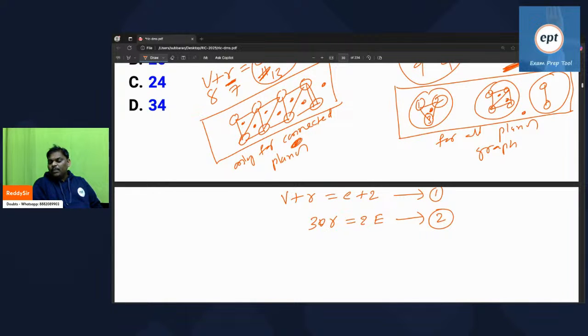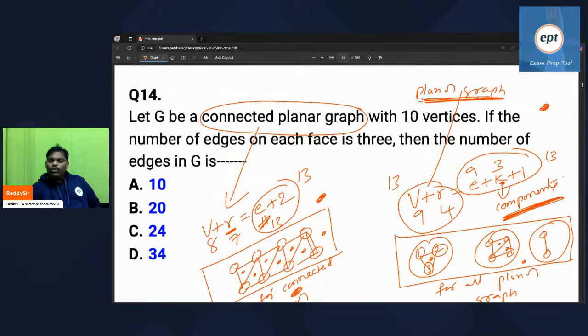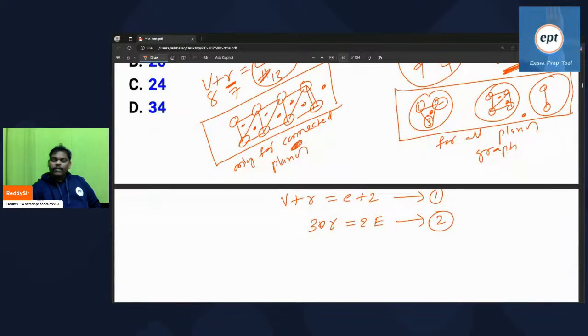The problem says connected planar graph, so the first equation came. Next, every region has degree 3, so the sum of degrees, 3 plus 3 plus 3, R times, is equal to 2E. Now, if you observe the problem clearly, he has already given 10 vertices. Let me do a little more work. 3R is equal to 2E, so R is equal to 2E by 3. Let us assume that is the third equation.